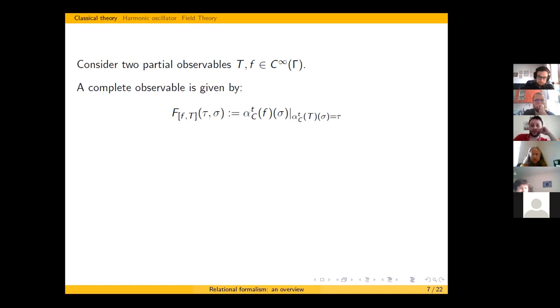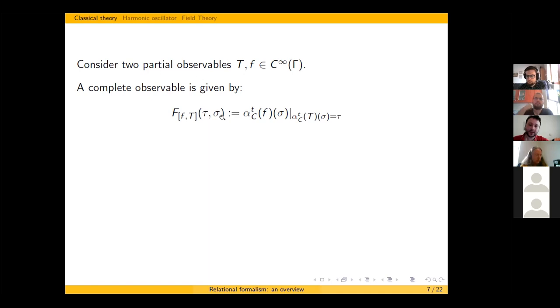So what does partial observable mean? A partial observable can be defined as any kind of smooth phase space function, so almost everything in the phase space. So it is just two smooth functions. Yes. So something not necessarily gauge invariant, is that the thing, or do I get it wrong?